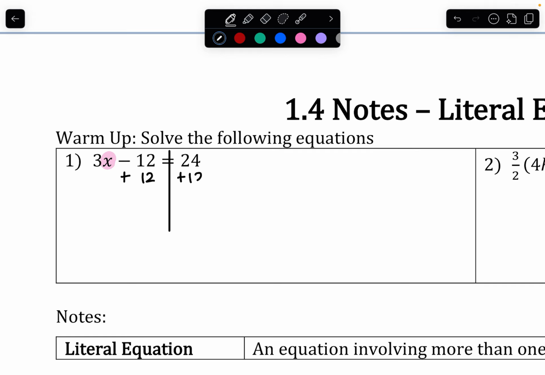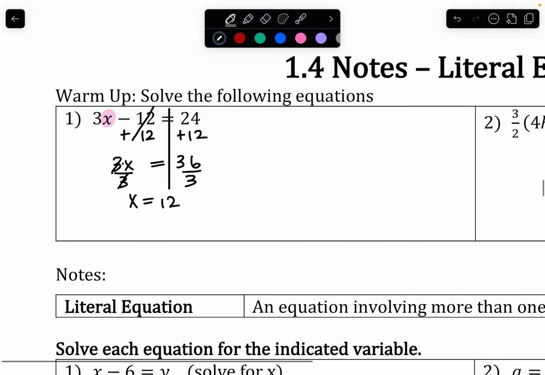We need to get rid of the 12 first because it's furthest from the variable. Always get rid of the number that's not attached to your variable first. And then now we can divide by the 3 since we have multiplication happening. And so x equals 12.